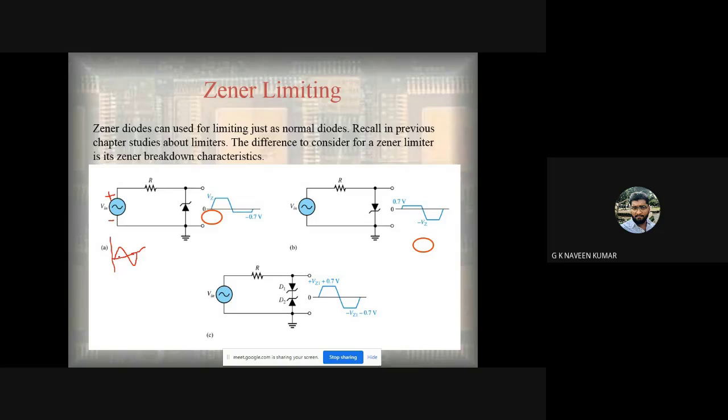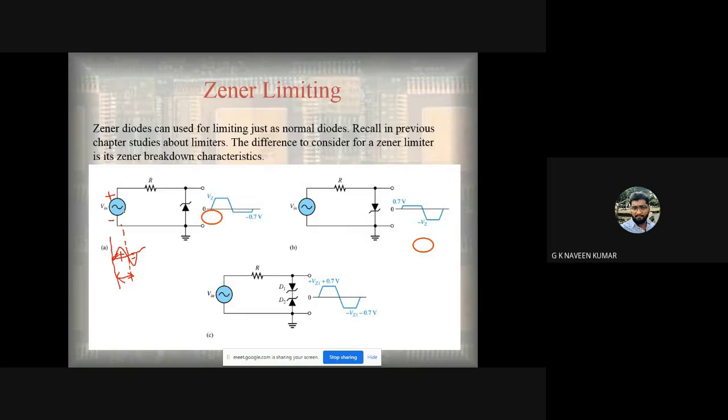This is the positive half cycle and this is the negative half cycle. This is your input voltage, right? Now coming to the positive half cycle. We will consider each half cycle one at a time. We will consider this half cycle right now.